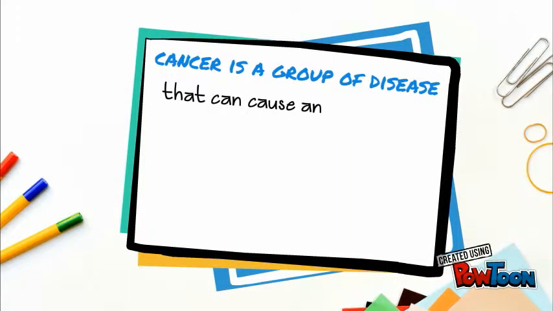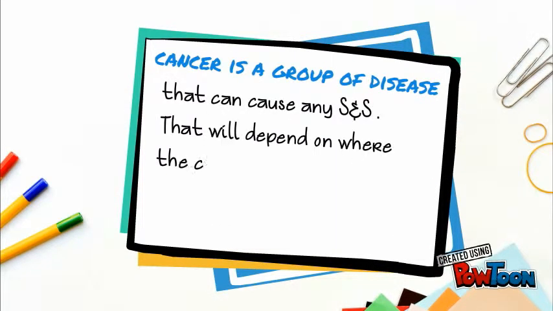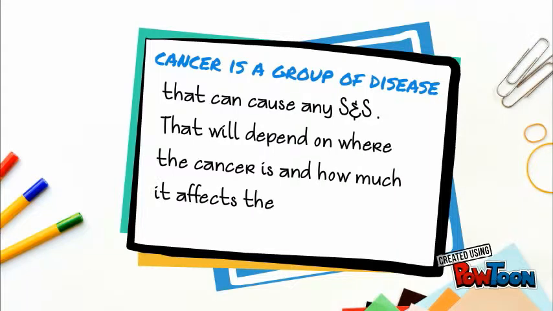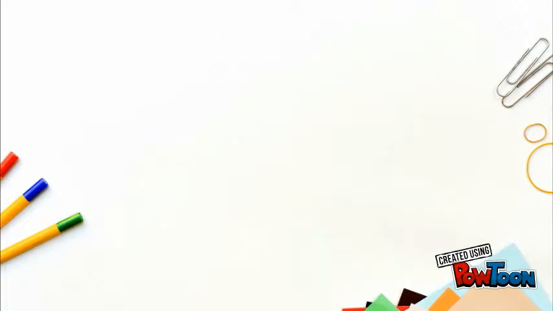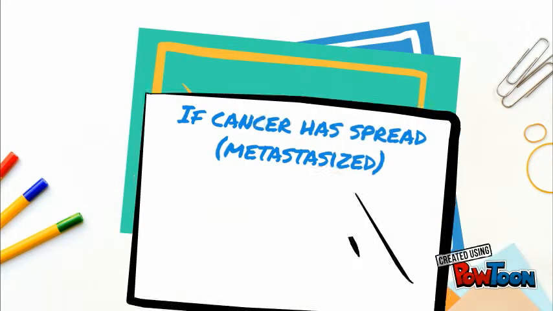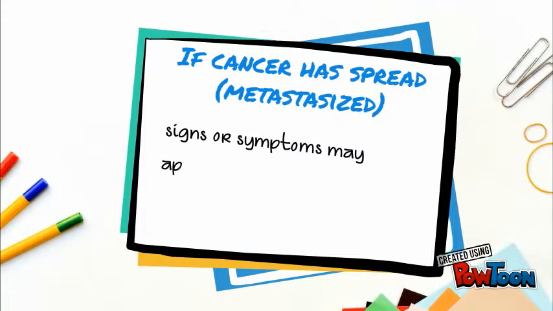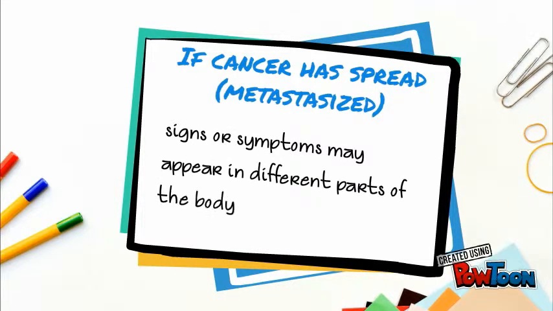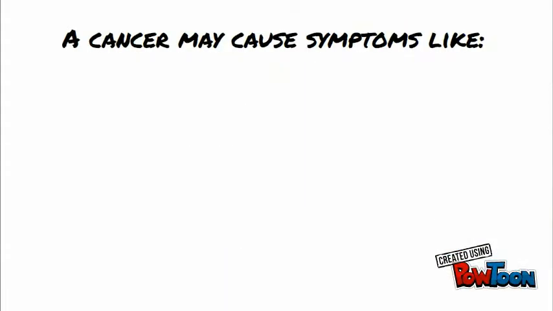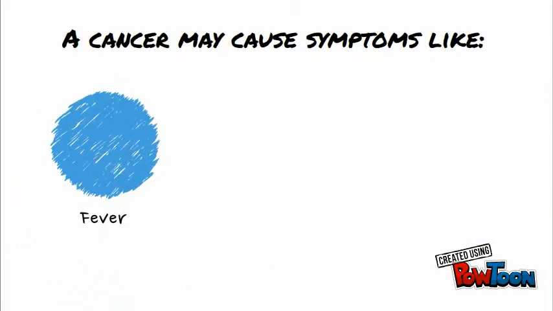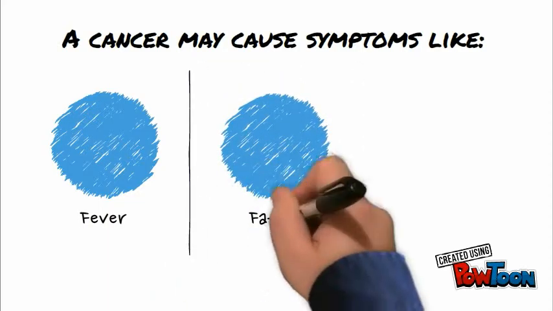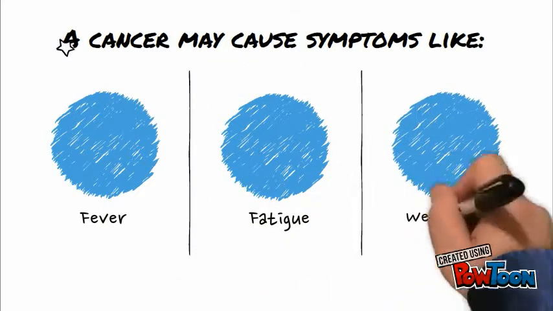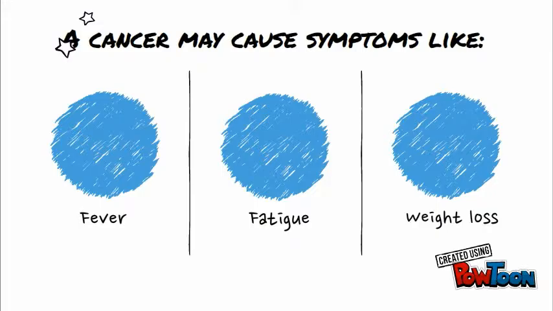Cancer is a group of diseases that can cause any signs and symptoms that will depend on where the cancer is and how much it affects the organ or tissues. If the cancer has spread, metastasized, signs or symptoms may appear in different parts of the body. A cancer may cause symptoms like fever, fatigue, and weight loss.